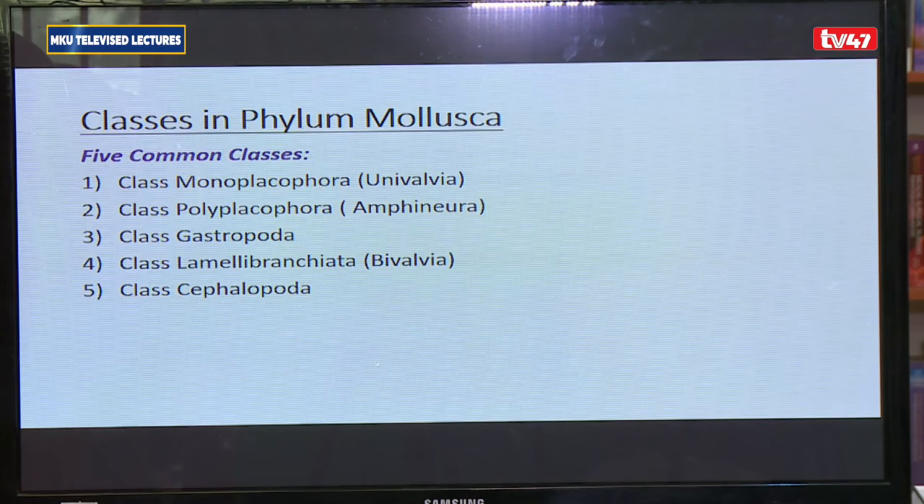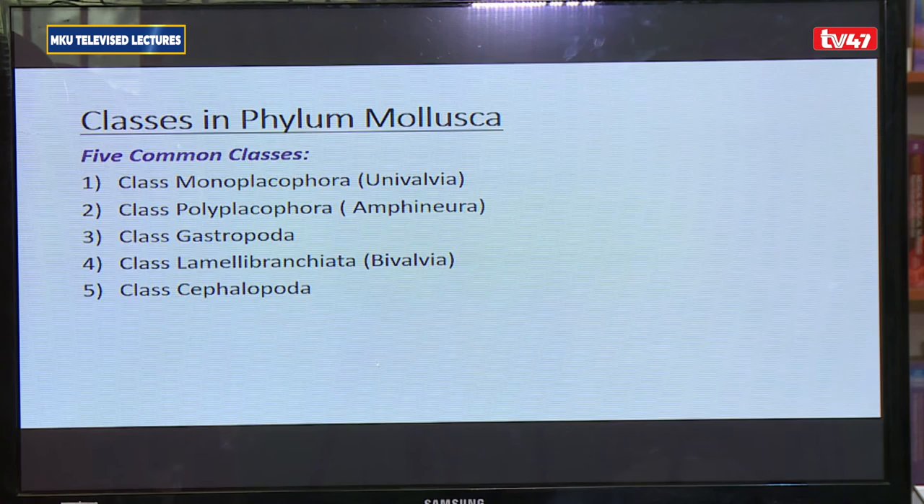To differentiate the classes, Monoplacophora is when we have a mollusk with a single conical shell. Conical meaning the shell is cone-shaped. So if you get a mollusk with a single conical shell, then that is in class Monoplacophora. Polyplacophora comprises mollusks with a conical shell that is divided into many units. So a mollusk with a conical shell with many units falls into class Polyplacophora, where poly means many.